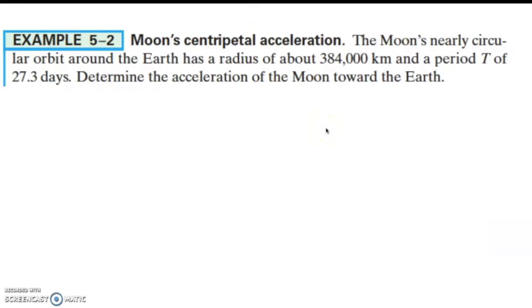Moon centripetal acceleration. The moon's nearly circular orbit around the Earth has a radius of about 384,000 kilometers in a time period of 27.3 days. Determine the acceleration of the moon toward the Earth. Do it now.